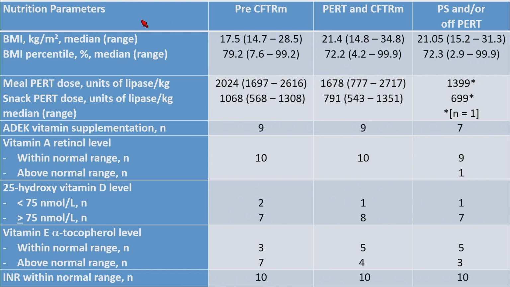This table shows the nutritional parameters that changed for our patients before our modulator was started in column 2, after modulator was started in column 3, and then after pancreatic recovery in column 4. Median doses of PERT were observed to decrease after starting modulator therapy, and after pancreatic recovery, only 1 patient remained on PERT, and this was his dose. At the same time as stopping PERT, 2 patients were also asked to discontinue their ADEK supplementation.